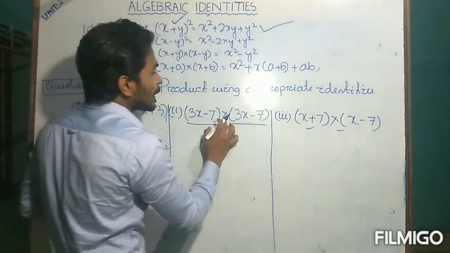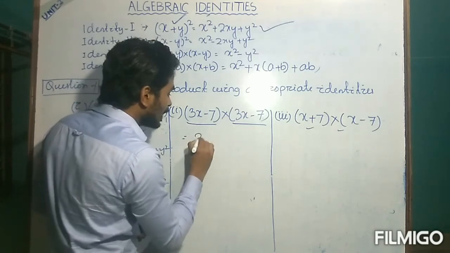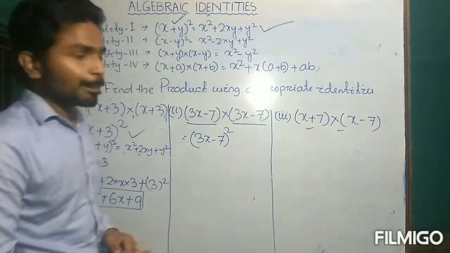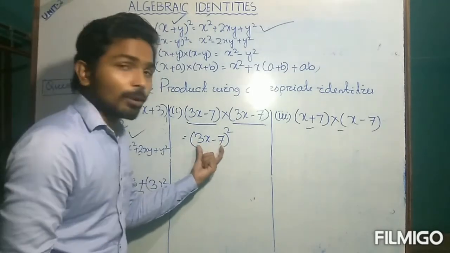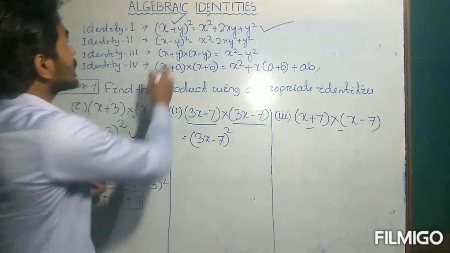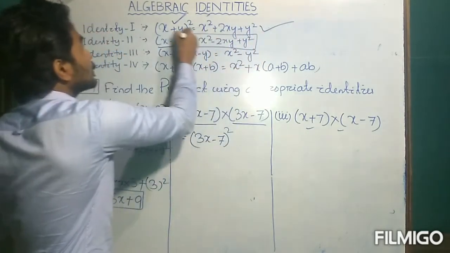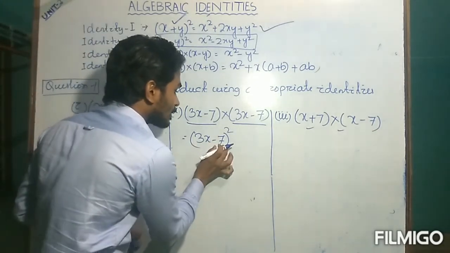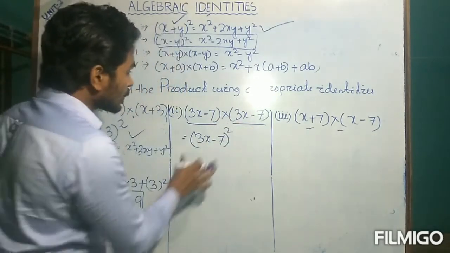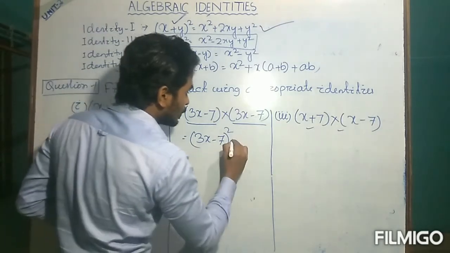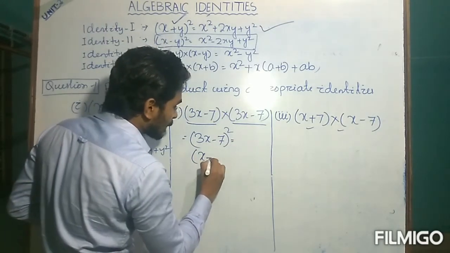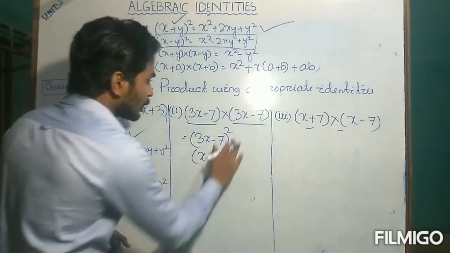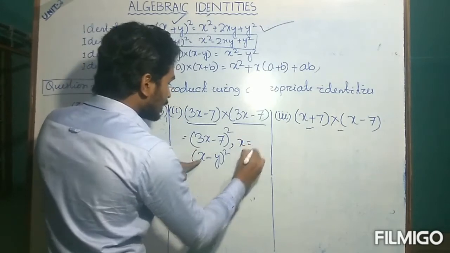In the next question we also have two linear polynomials, 3x minus 7 and here also 3x minus 7. It means the two linear polynomials are equal. So we can write (3x minus 7) into (3x minus 7) as (3x minus 7) whole square. Now you can see this term resembles identity 2. Yes or no? Here (x minus y) whole square, here something minus something whole square. So this resembles (x minus y) whole square. So here what we have? Here x is equal to how much?